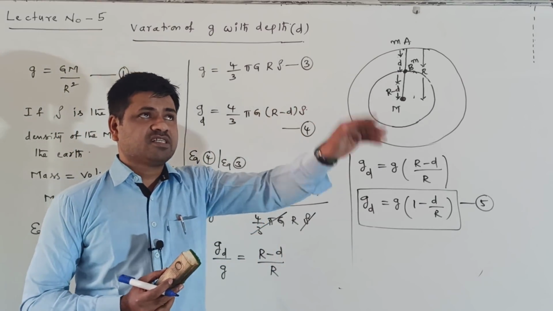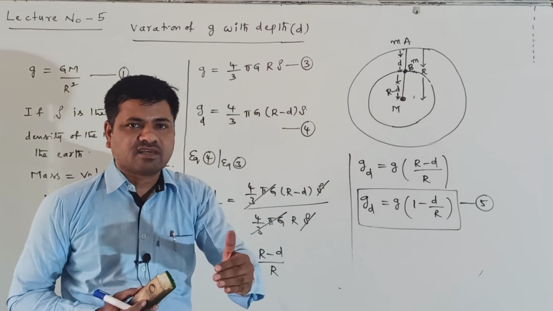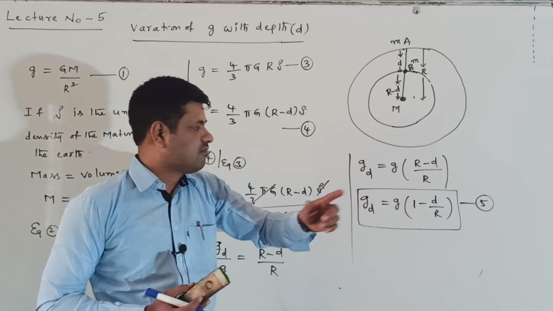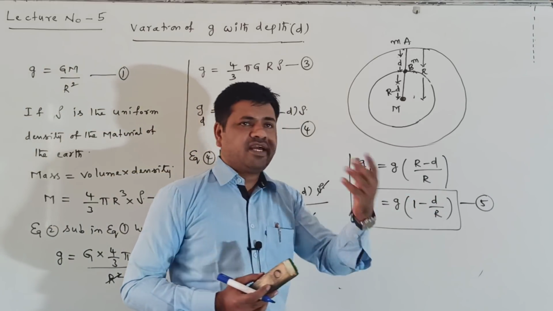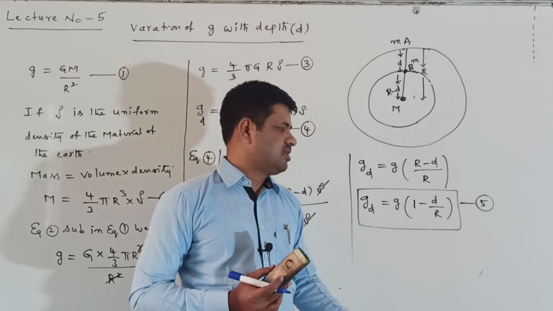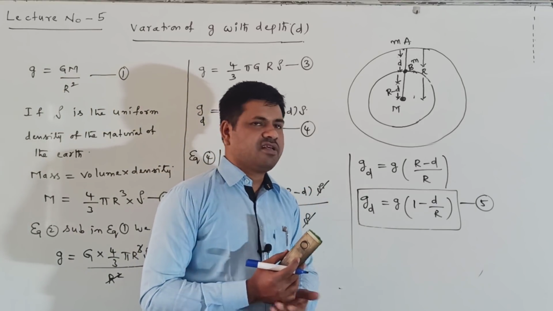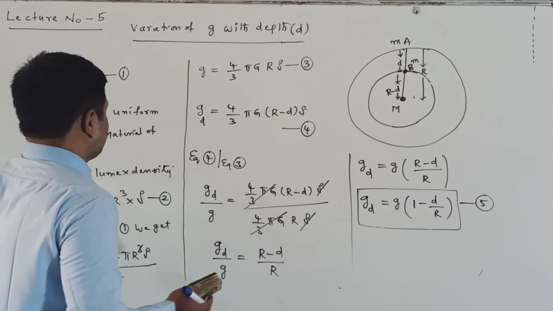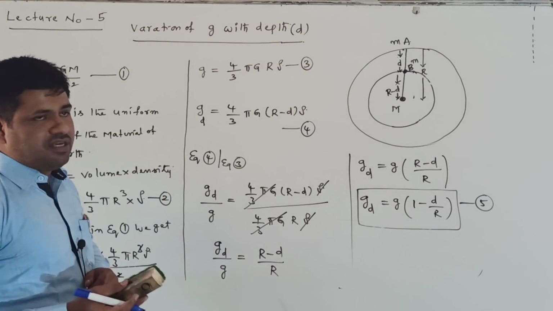When the depth from the surface of the earth increases, that is, when the d value increases, we go deeper inside the earth. When the d value increases, 1 minus d by r decreases, so the gd value also decreases. This is the formula for finding the acceleration due to gravity at depth d. This is called the variation of g with depth.